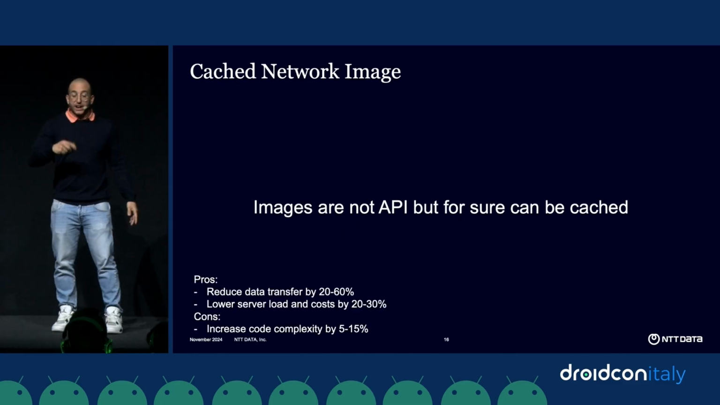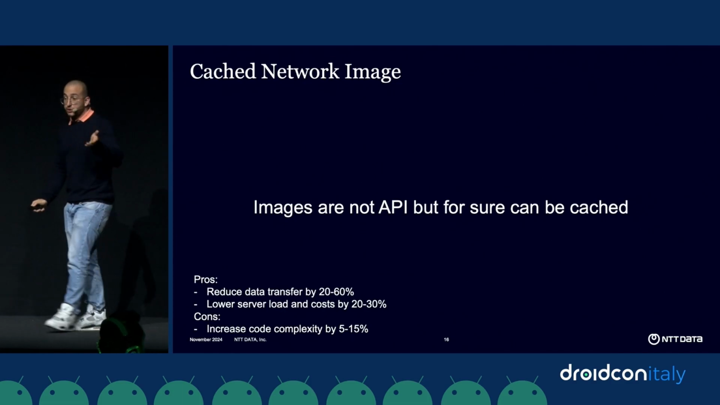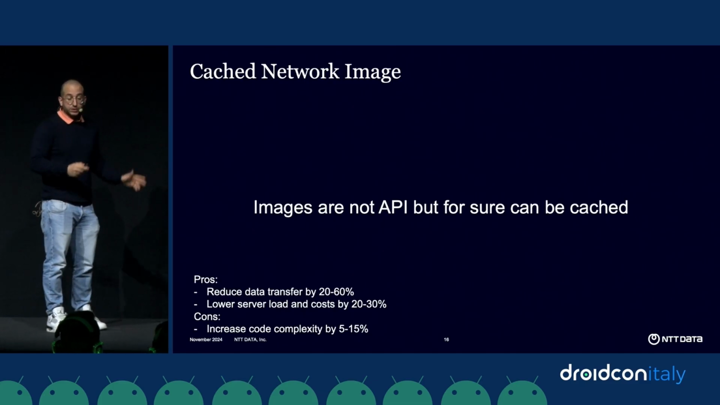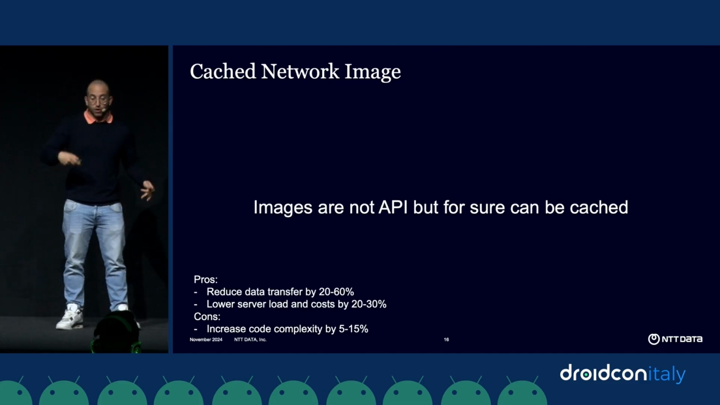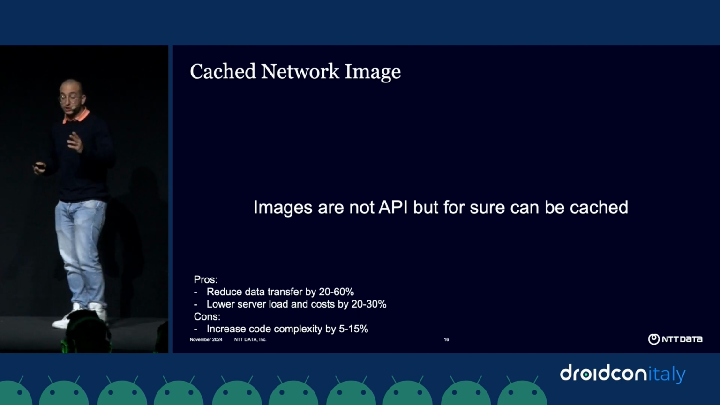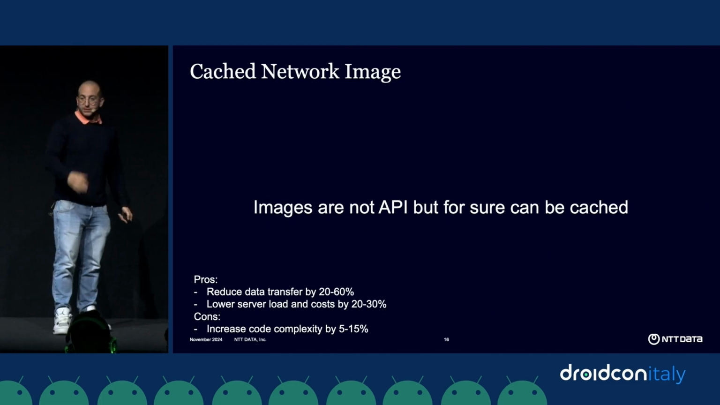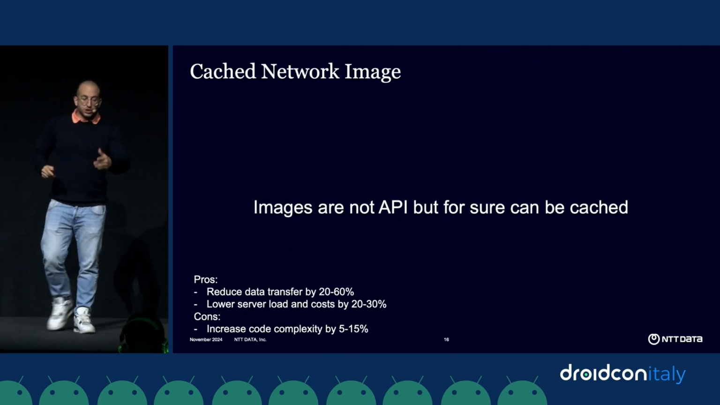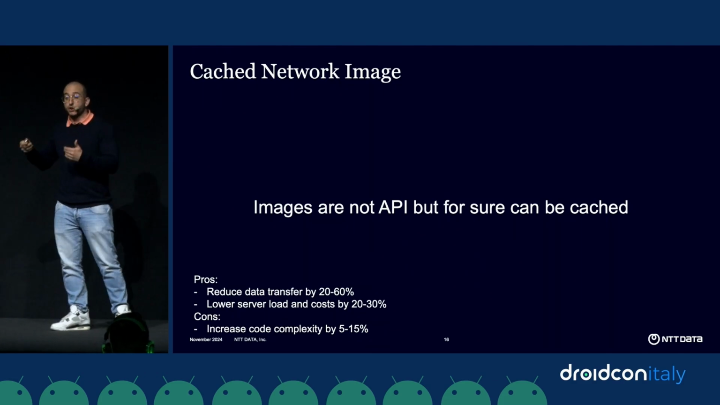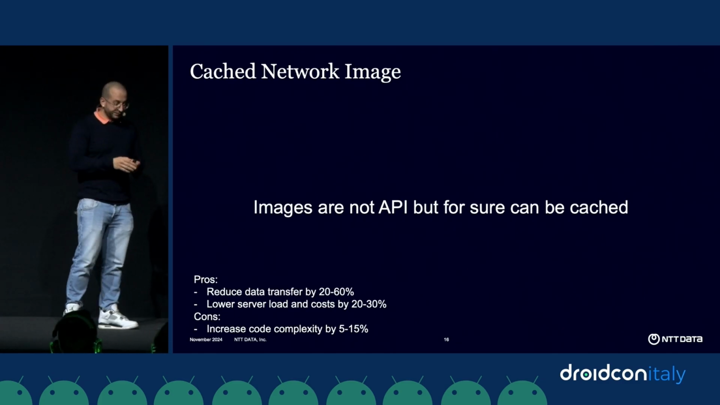So, pros and cons about the network tricks. We can reduce data transfer by 20-60%. That's because our apps, as I said previously, are full of data and full of API requests. And you can also lower server load and cost by 20-30%. I'm from Genoa, I'm master and commander on savings, so lowering costs is great for me. On the cons, you increase code complexity if you create the cache on your own. But I understand it, you can avoid these cons by using a plugin.